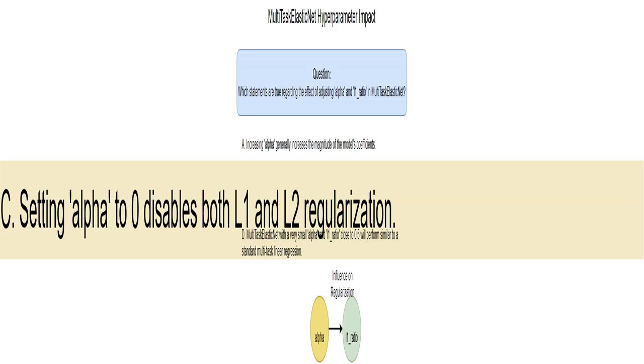I control the overall strength of regularization. A higher value means stronger regularization. I'm pushing the model coefficients towards 0 more aggressively. Think of me as a volume knob for the regularization. The higher the volume, the stronger the penalty for complex models. Setting me to 0 completely turns off regularization.